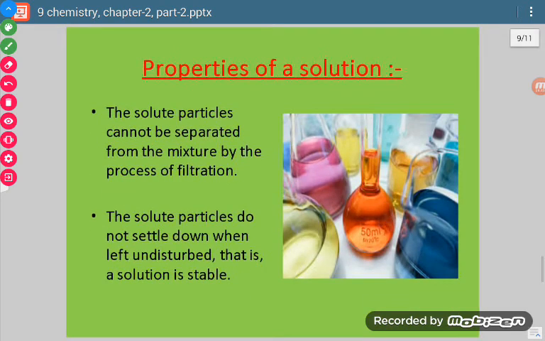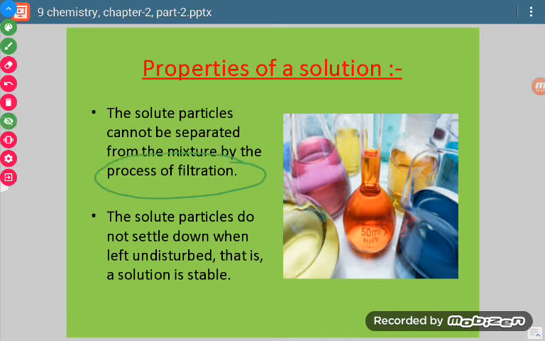Okay. Now one more property: solute particles cannot be separated from the mixture by the process of filtration. Filtration we have done earlier. Whenever we have prepared a solution, if we perform filtration, then we will get the same solution as filtrate. There will be no residue. So it means we cannot separate the solute particles from the solution by filtration.